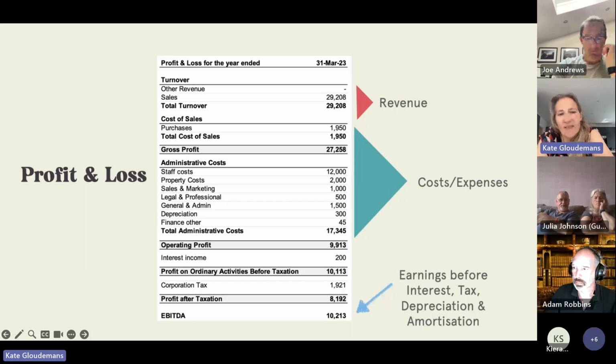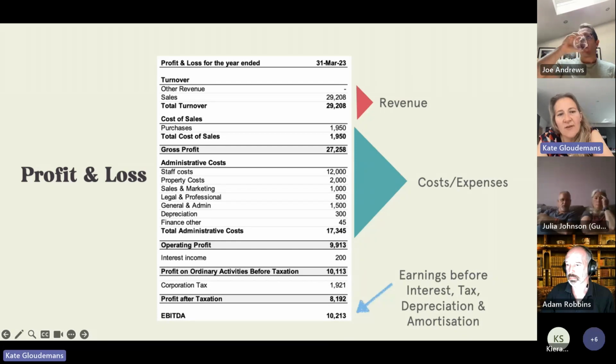If we're getting really fussy, sales might be the revenue you make as a result of selling products or services, but you might get other revenue from, for example, interest that you've earned. That would be deemed as other revenue, or you might have received grant income. That would be other revenue as opposed to sales.